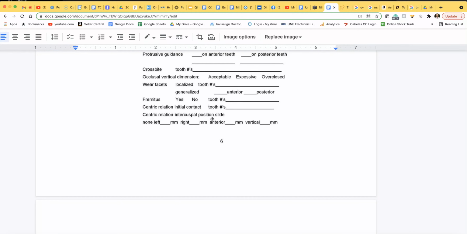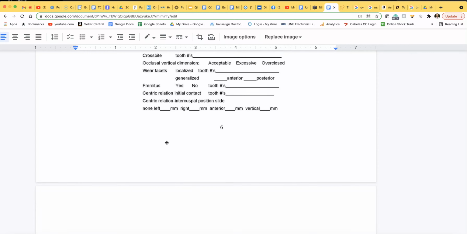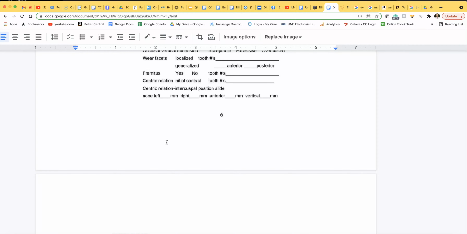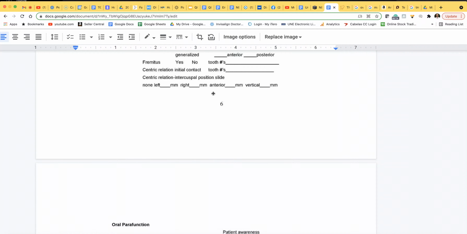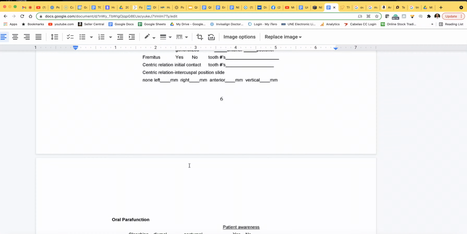Centric relation intercuspal position slide, CR-CO slide. I just don't think it's relevant, to be honest. If anybody wants help learning what this is, it's irrelevant if we're going to use the muscles to tell us where to go. And that's kind of where my journey has led me in occlusal philosophies.